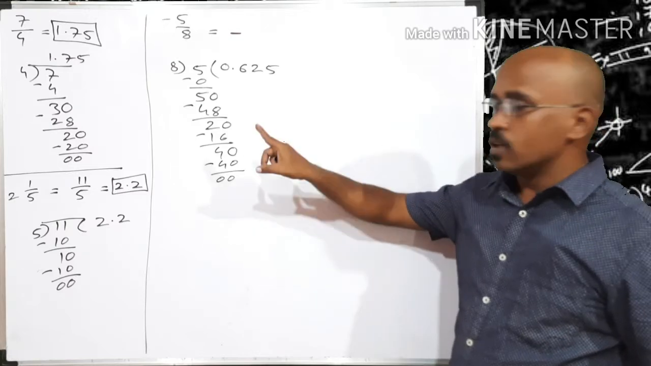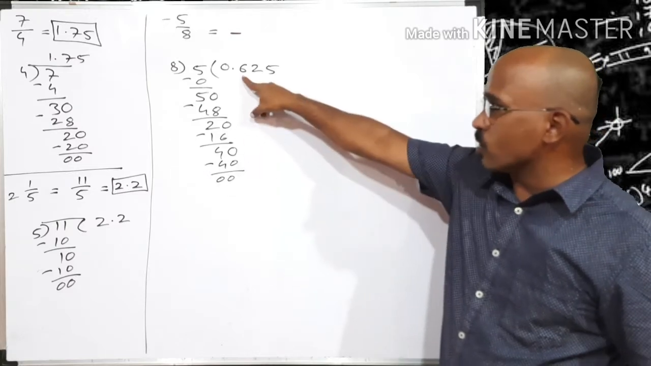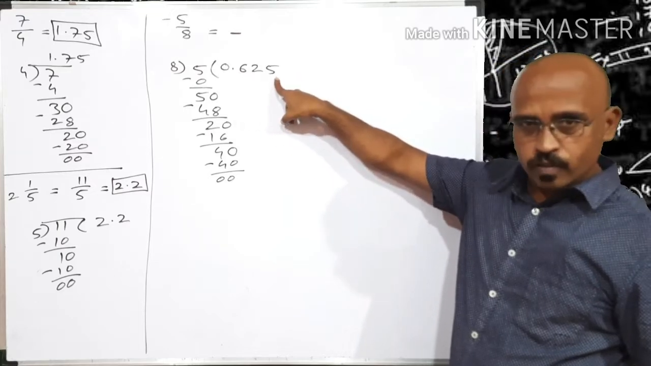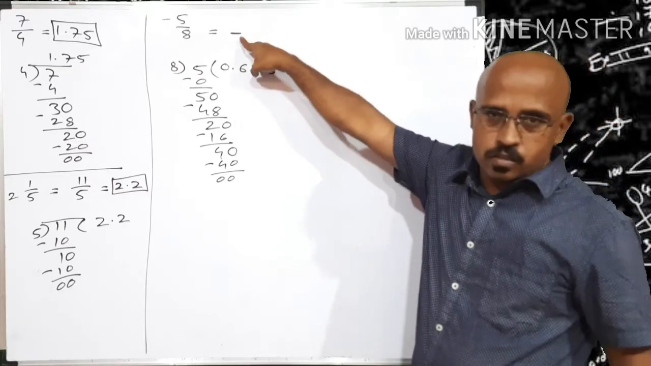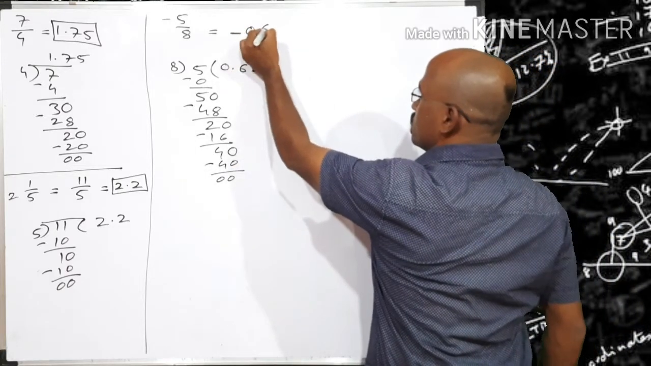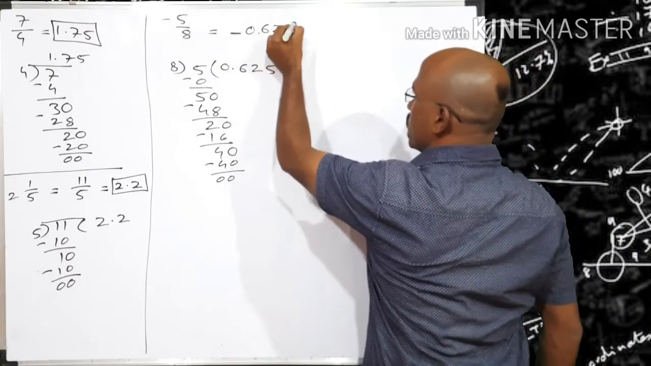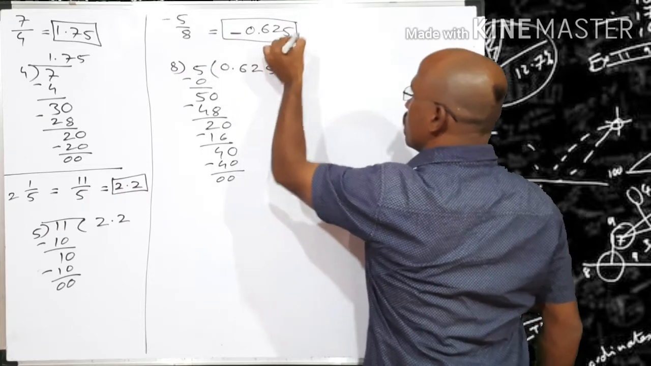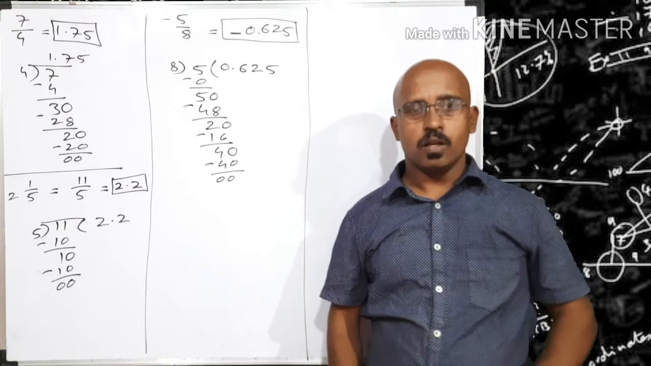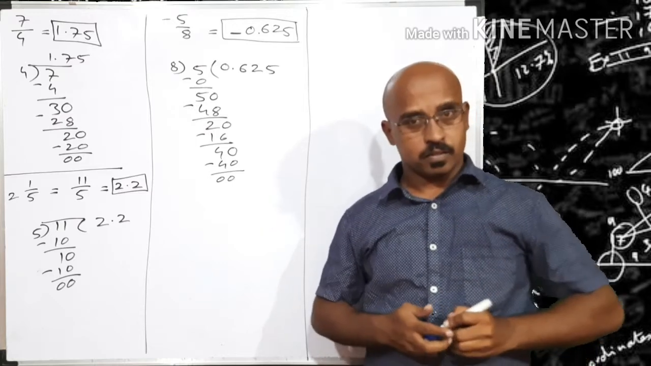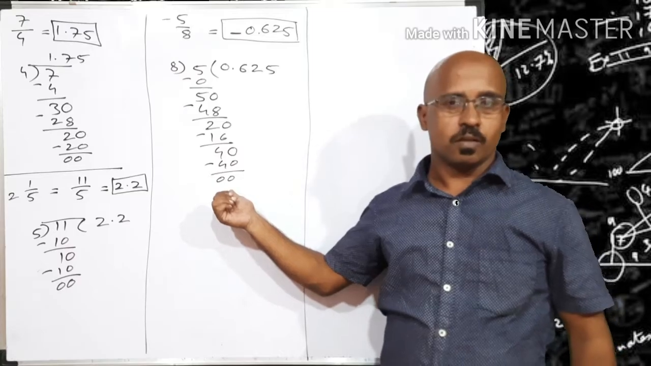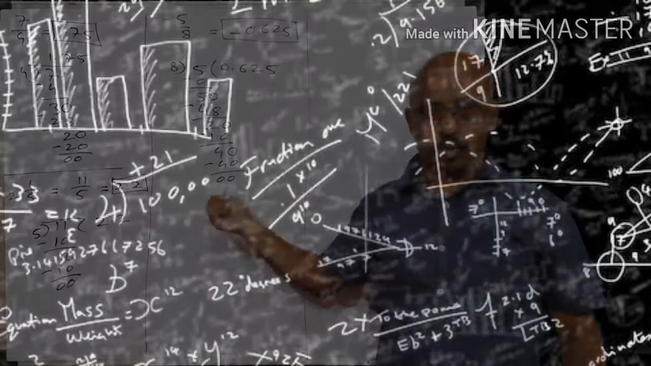Our division is terminated here, so we can write our quotient as 0.625 and the symbol of the answer is negative. So we will say our answer is negative 0.625. Clear friends? So here our division terminated. Okay, but there might be some cases where the remainder is not 0. Yes, let us see one example of such.